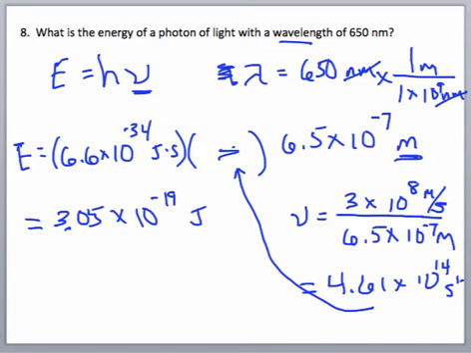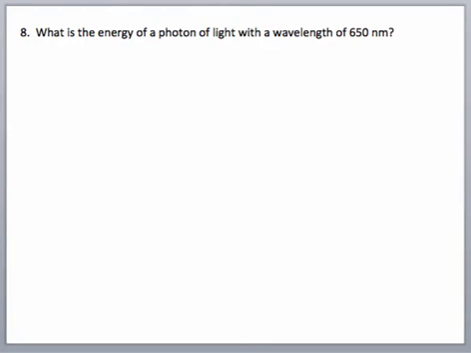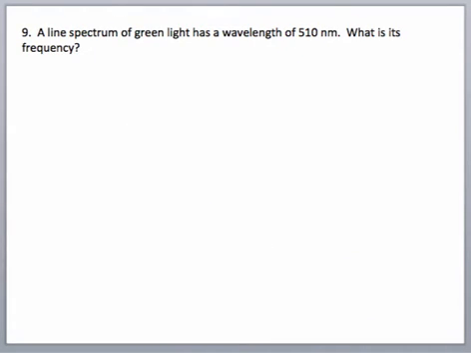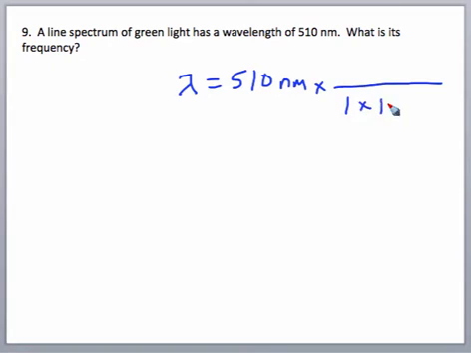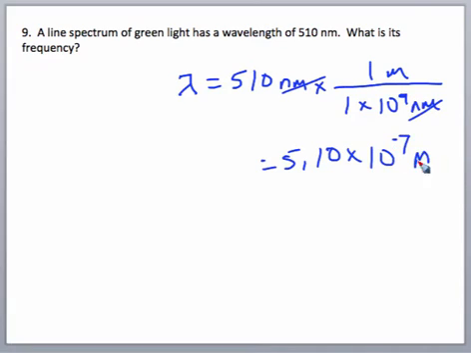Let's clear it out first and get a pen. Alright, this question is along the same lines. Again, we have a wavelength here equal to 510 nanometers. I'll just convert that right away. 1 times 10 to the 9th nanometers in a meter. Nanometers cancels, that's 5.10 times 10 to the negative 7th meters.